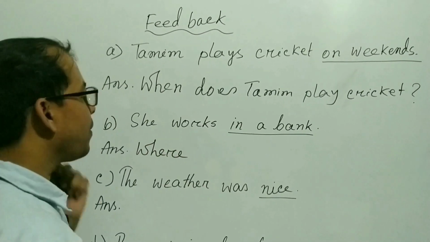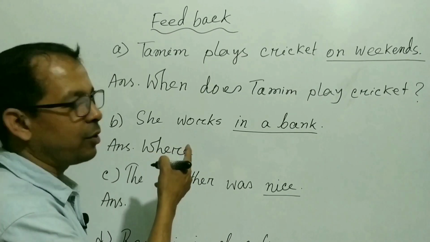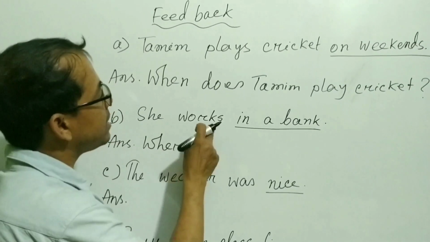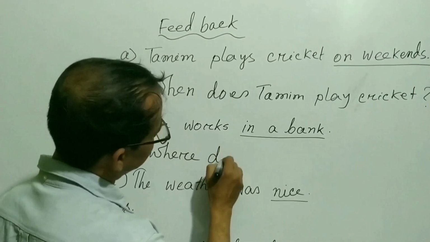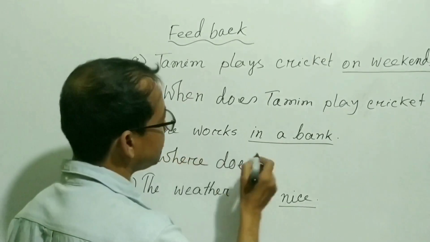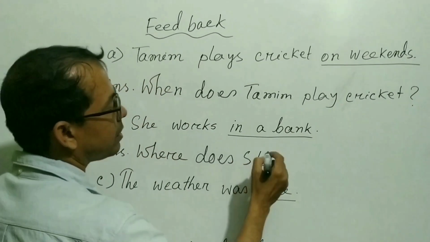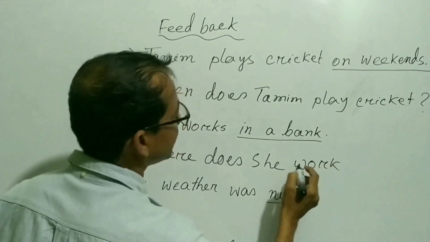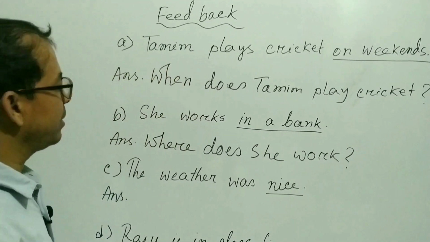And then look at the sentence. Is there any auxiliary verb? No, no auxiliary verb. So you have to take do, does, did. As s is added with the verb, you have to take does. So right here, does. So where does? Then the third one is subject, she. Where does she? Then the main verb, work, W-O-R-K, work. Then the question mark will be given.